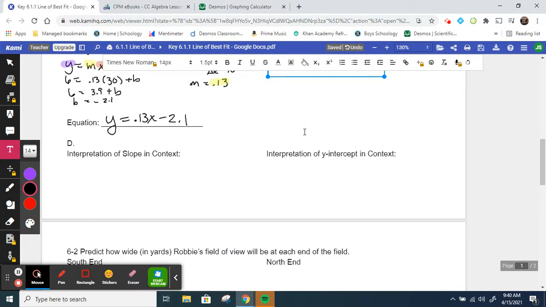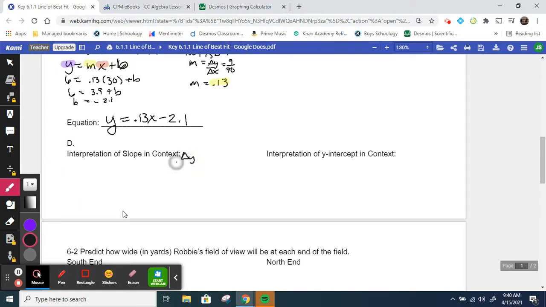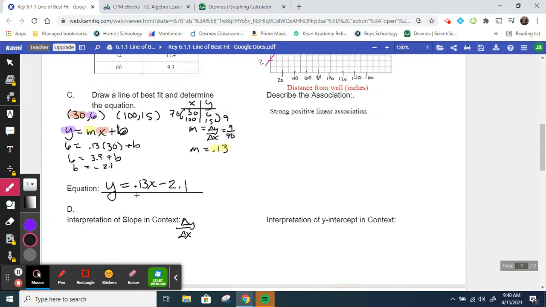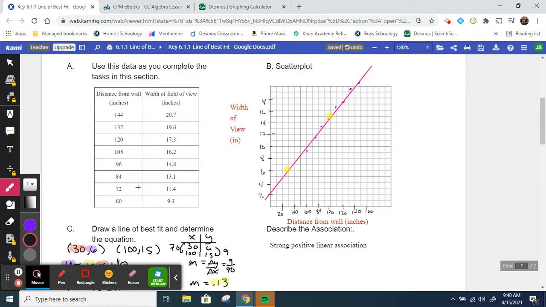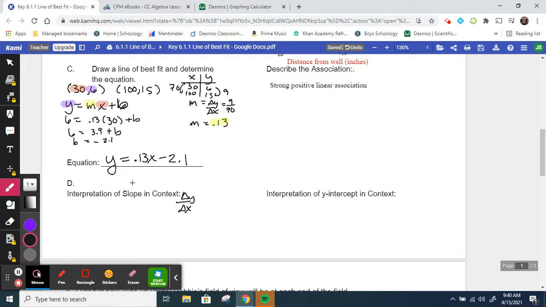All right, so then it asks you to interpret the slope in context. So that means, what does this 0.13 mean in the context of the situation? So remember, slope is the change in y over the change in x. And in this case, our y was the width of the field, and the x was the distance from the wall. So this is the width of the field, and this is the distance from the wall. And these were both in inches.